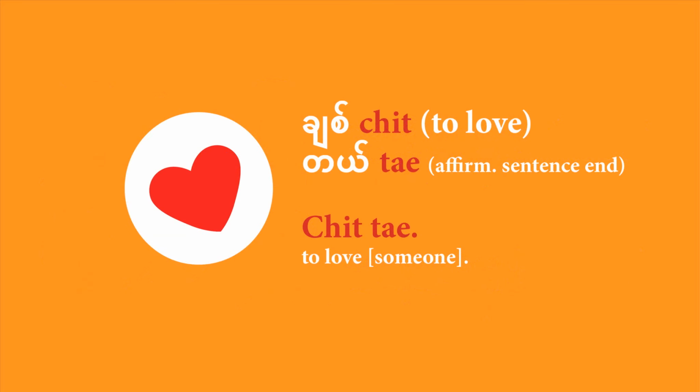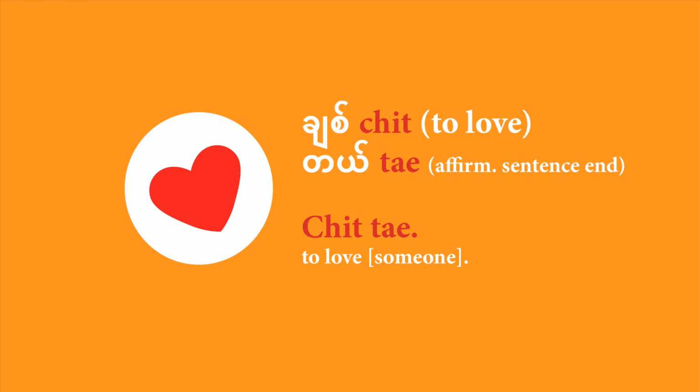For another example, let's assume romance blossoms between Jason and Samantha. Suppose one is developing feelings for the other. To love someone in Burmese is chit. Chit is the main verb, to fall in love. One more time, it's pronounced chit.